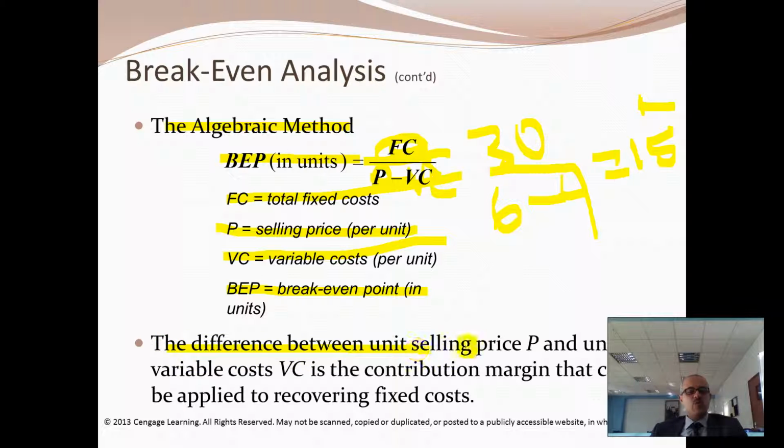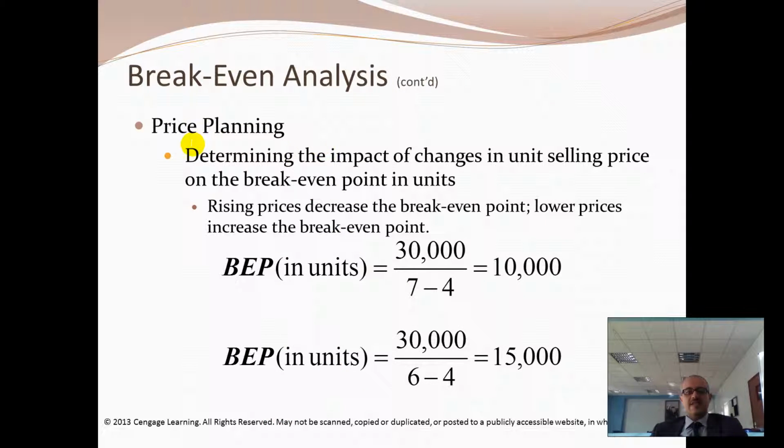The difference between unit selling price and unit variable cost is called the contribution margin. Remember the $2? We call that the contribution margin because that's how much it contributes to recover the fixed cost. Okay? And here we've got this example.